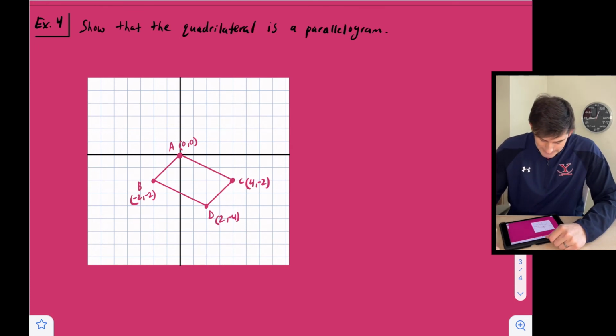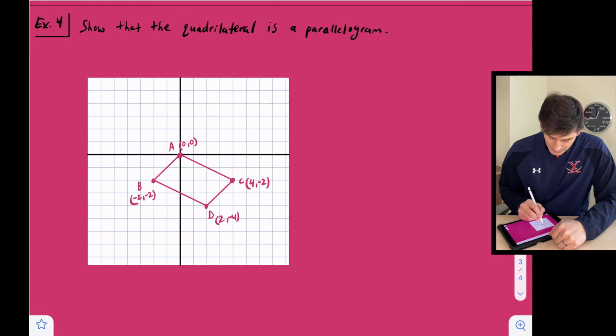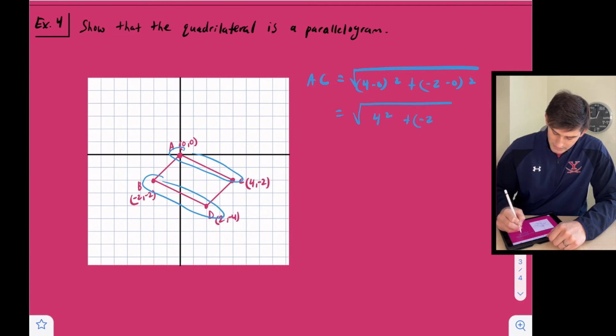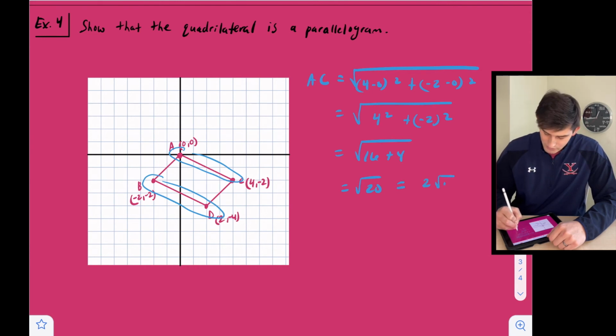So let's do AC and BD, okay? So let's find the distance from A to C. We're going to use our distance formula here. I'm going to say 4 minus 0 squared plus -2 minus 0 squared. And that's going to give us 4 minus 0 would be 4 squared, -2 minus 0 would be -2 squared. And we get the square root of 16 plus 4, which is the square root of 20, which would be the square root of 4 times the square root of 5. So 2√5 would be my distance there.